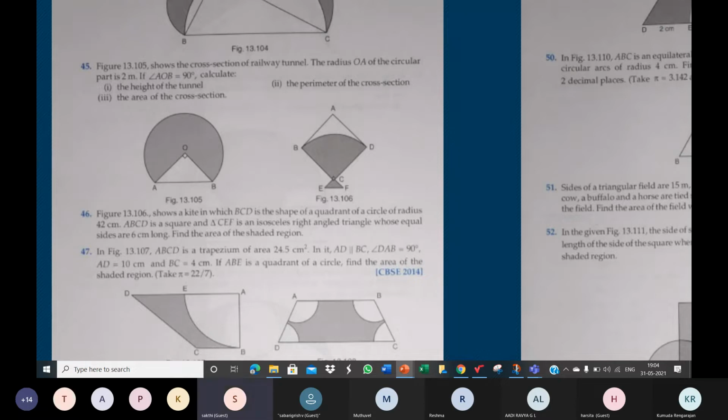Can you show the question, ma'am? Yeah, it's here. This is the figure, and this is the information related to the figure.